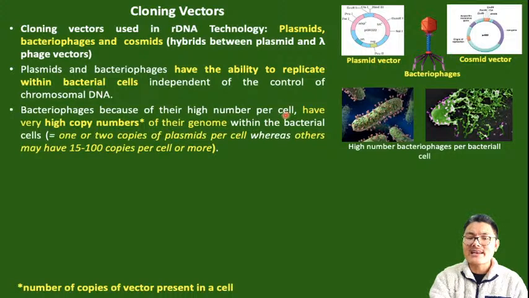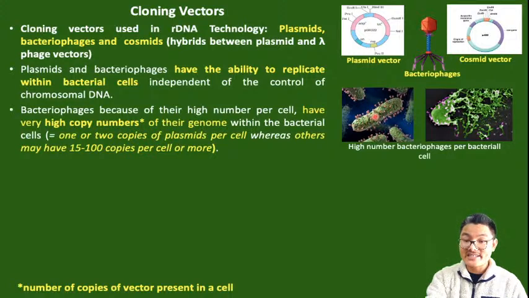They are present in large numbers in one single cell, that is, they have a high copy number. Their number increases once they infect a bacterial cell. Suppose one bacteriophage injects its genetic material into a bacterium, then the DNA of the bacteriophage will integrate into the bacterial DNA or genome, and in a way that single DNA can produce thousands of bacteriophages, which come out in large numbers.